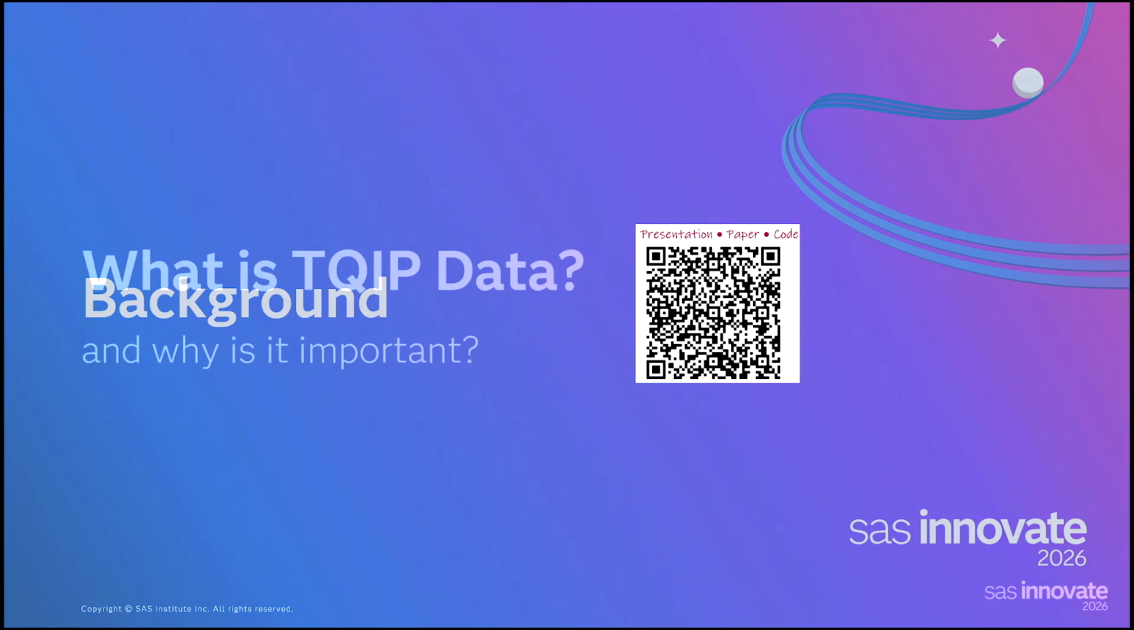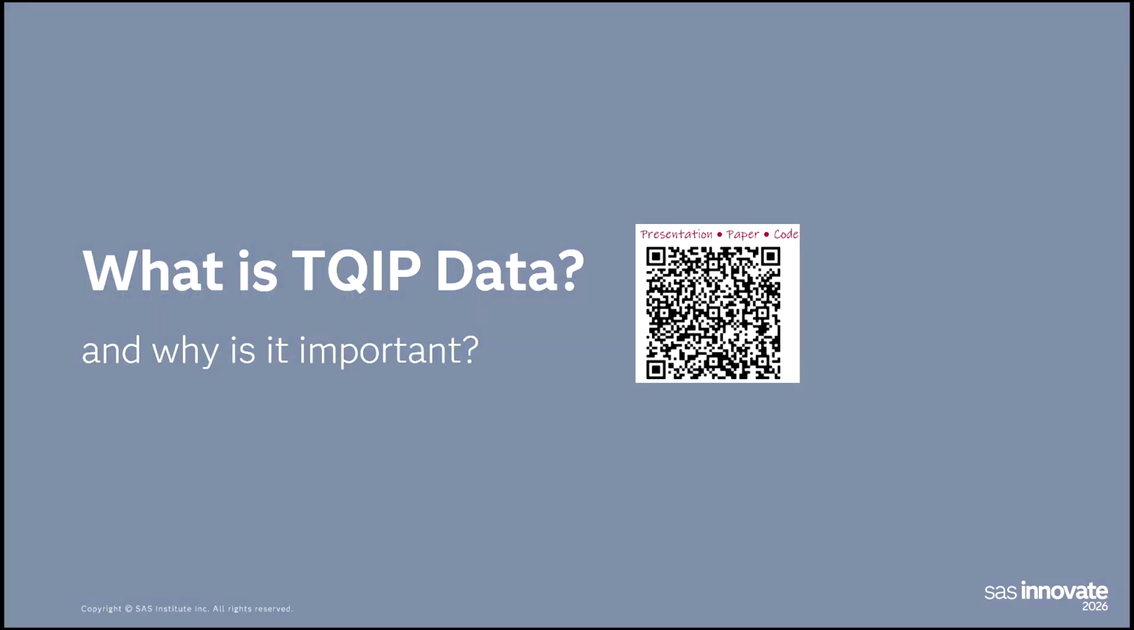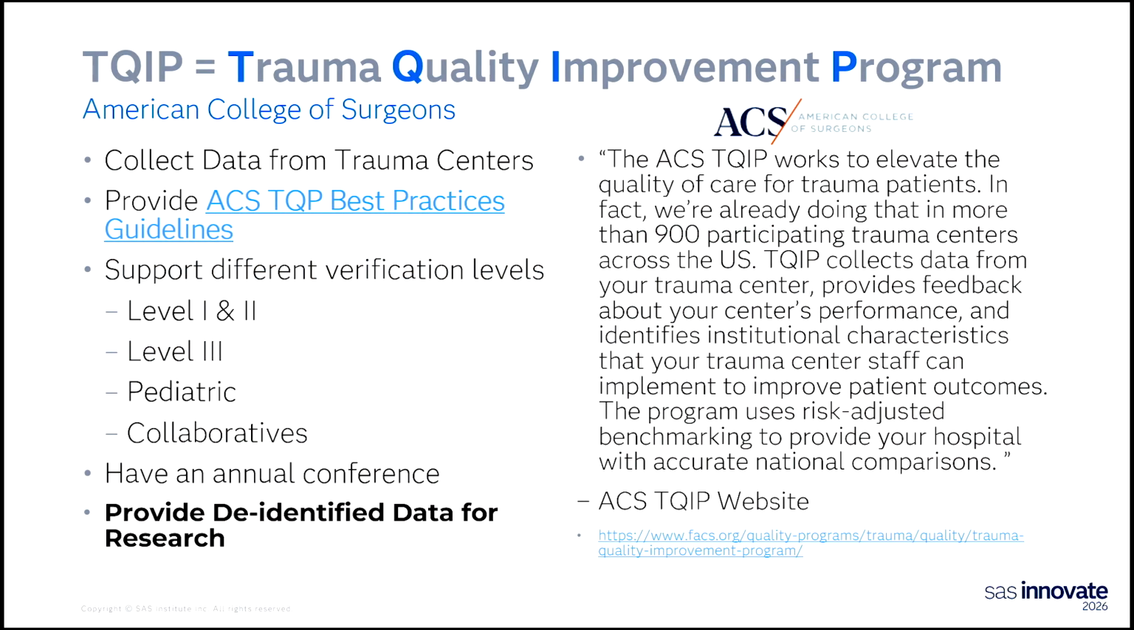So let's start with, what is TQIP? TQIP is a what, but it's also a who. TQIP stands for the Trauma Quality Improvement Program, and it's carried out by the American College of Surgeons. The program actually has a lot of positive energy and detail in their website, so I highly encourage you to visit it. They are much more detailed than I can be in the time frame of the presentation today. But they do great work, and one of the things that they do is make their data available, especially to the institutions that deliver data to them.